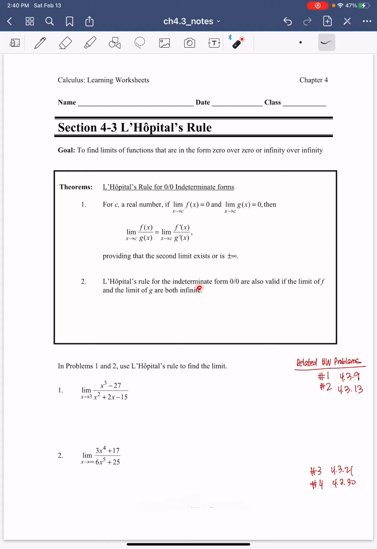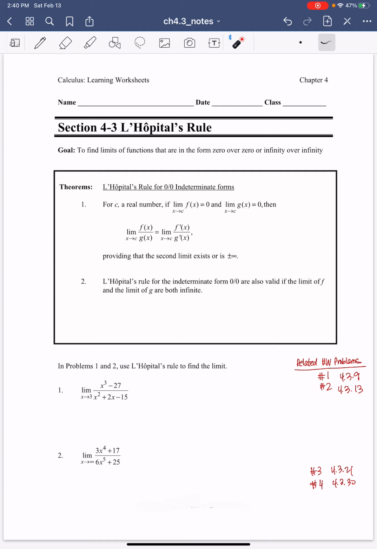L'Hopital's rule for indeterminate form 0 over 0 is also valid if you have infinity over infinity. So it's very simple. Once you have 0 over 0 or infinity over infinity after you evaluate it, then you can apply L'Hopital's rule by taking the derivative of the numerator and denominator and plugging in c.